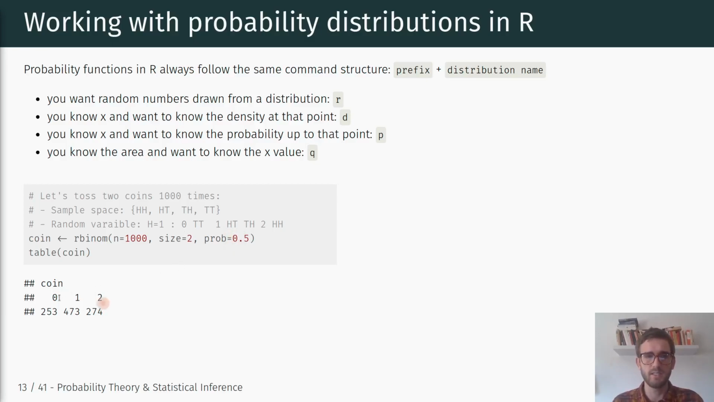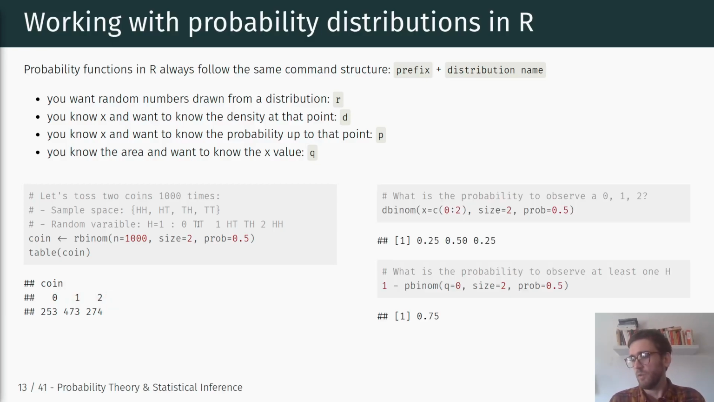And then we can see that we have a frequency table just by looking at the table of the number of times we got a 0, 1, or 2 for this specific random variable. We could also ask questions like, what is the probability to observe a 0, a 1, or a 2? Since we're working with a discrete random variable, we can directly look at dbinom, which gives us the value of the probability mass function for these 3 different values, and we have 0.25, 0.5, and 0.25 for those 3 outcomes.